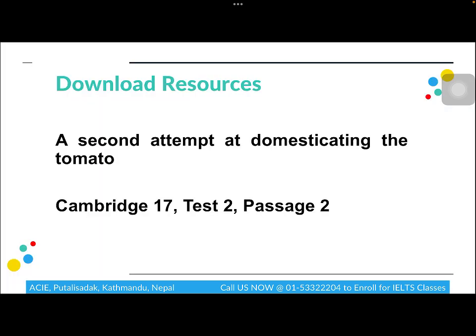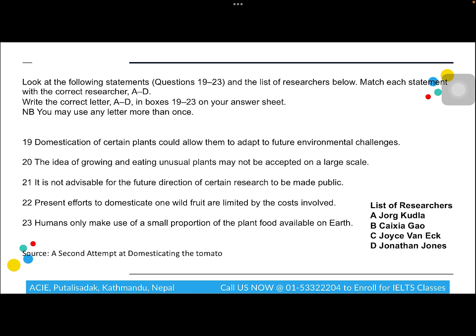Let us look at a sample for this question type, and you can download a sample for this question type from a passage called A Second Attempt at Domesticating the Tomato, which you can find in Cambridge 17 Test 2 Passage 2. And here is a question sample for this question type.